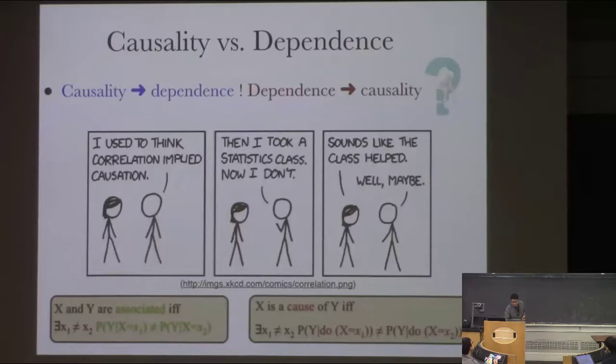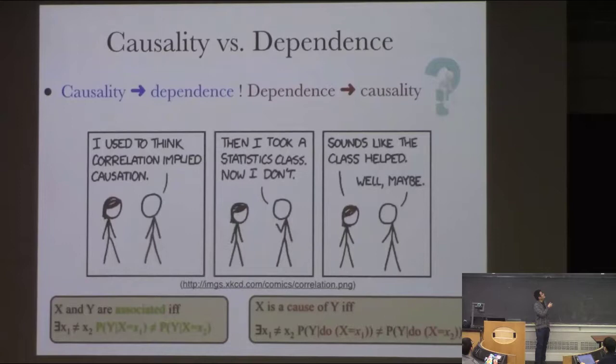So we say two variables are associated, right? They have a kind of association, if and only if they are not independent. This is the definition of independence. There exist two different values of x, namely x1 and x2, that correspond to different distributions of y.